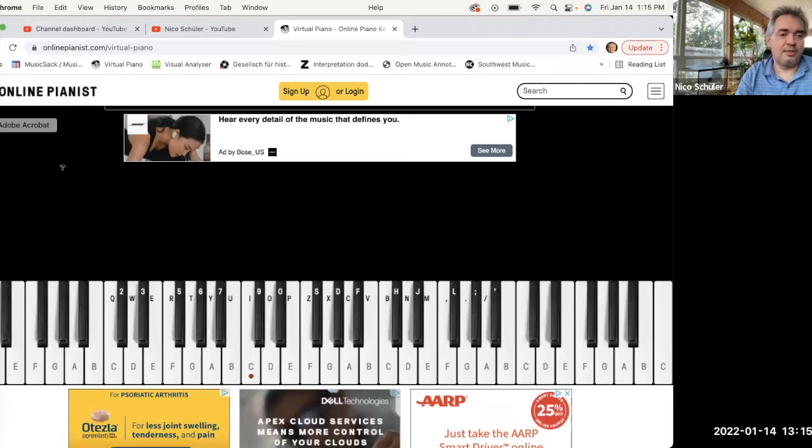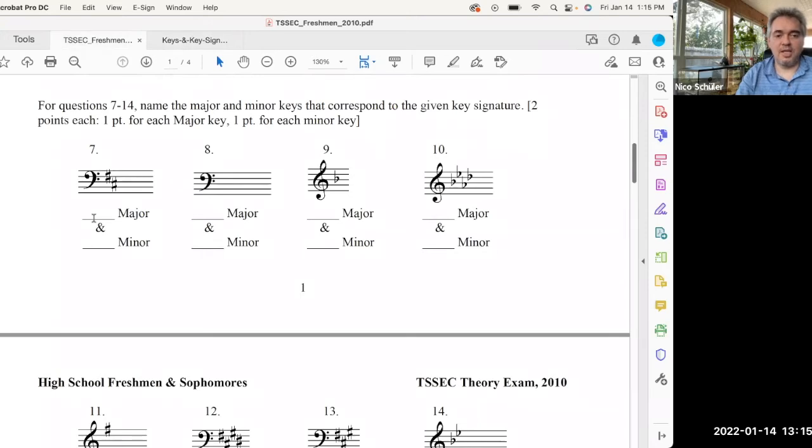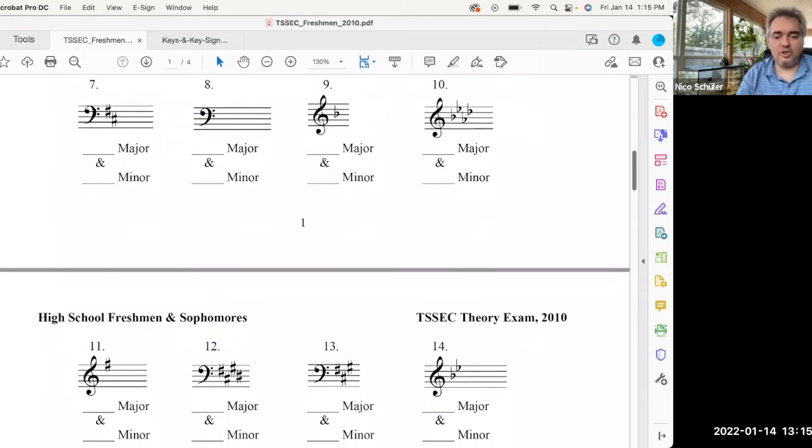All right, there is one more important thing. When we identify the major key, not the minor, but the major, we can just look at the last sharp. If it's a sharp key signature, that means a key signature with sharps, we go a half step up and we find the tonic. So this is C sharp in bass clef. We go a half step up, that's D. So this must be D major. In other words, the last sharp in a sharp key signature is the leading tone, the 7th scale degree.